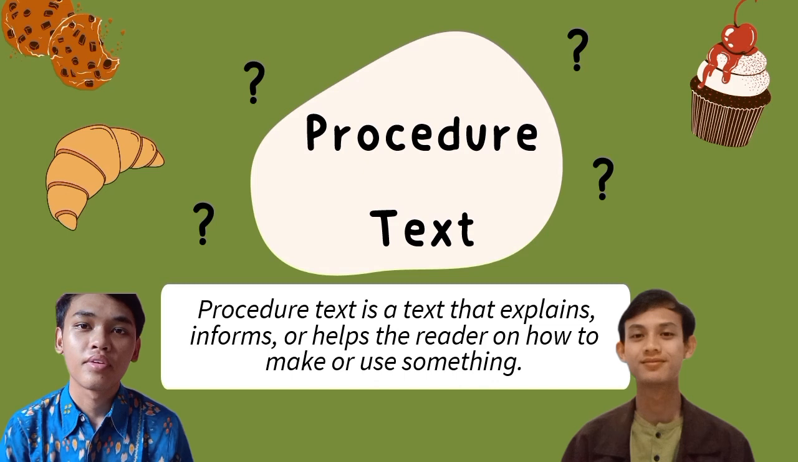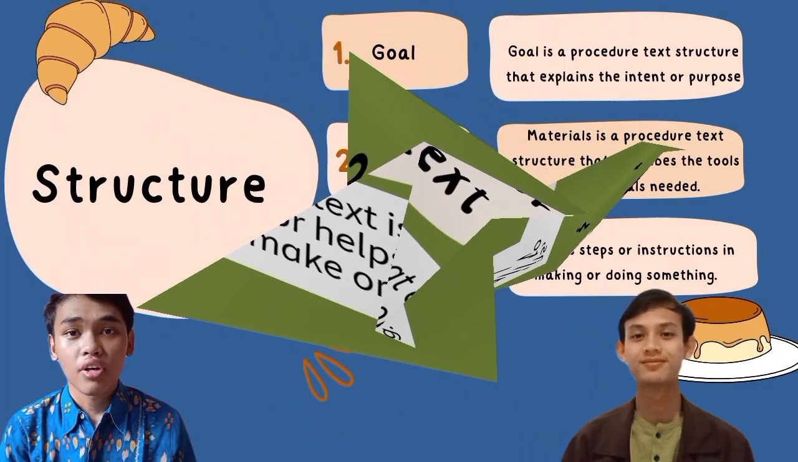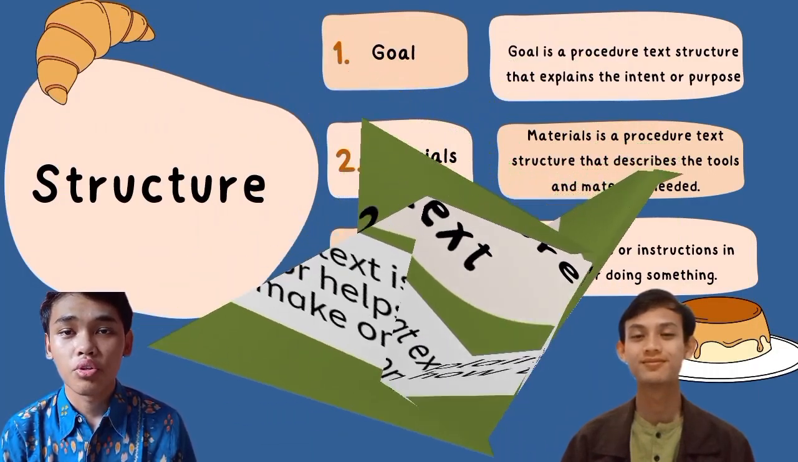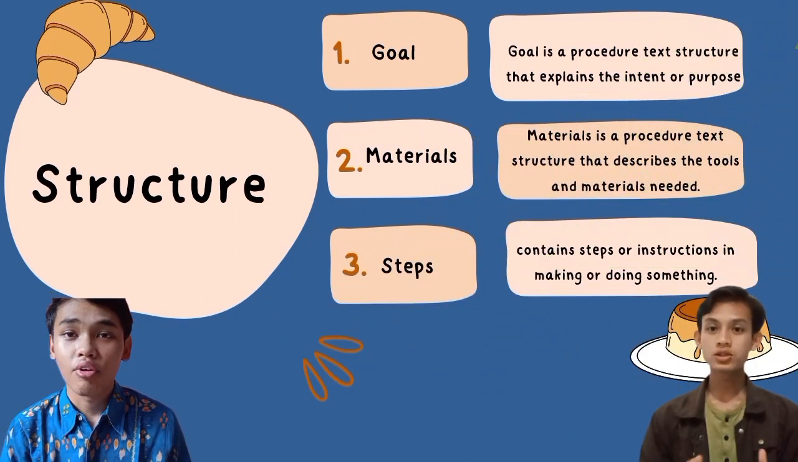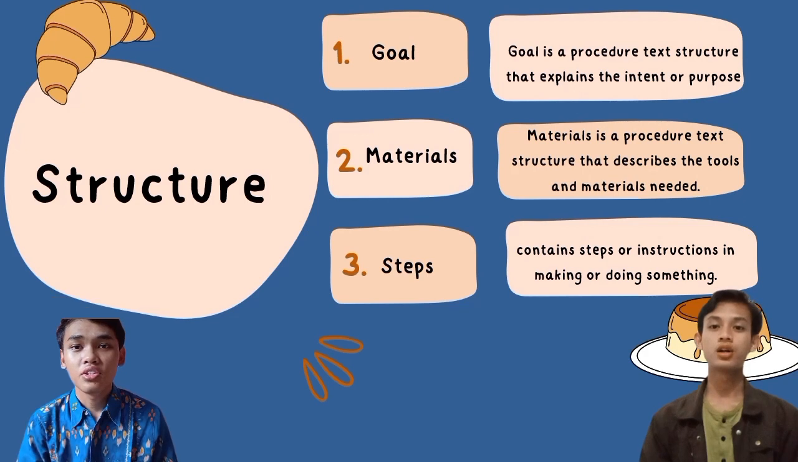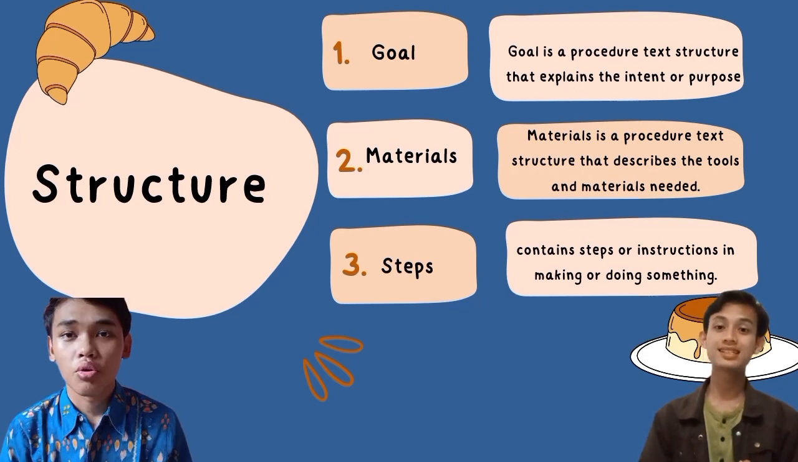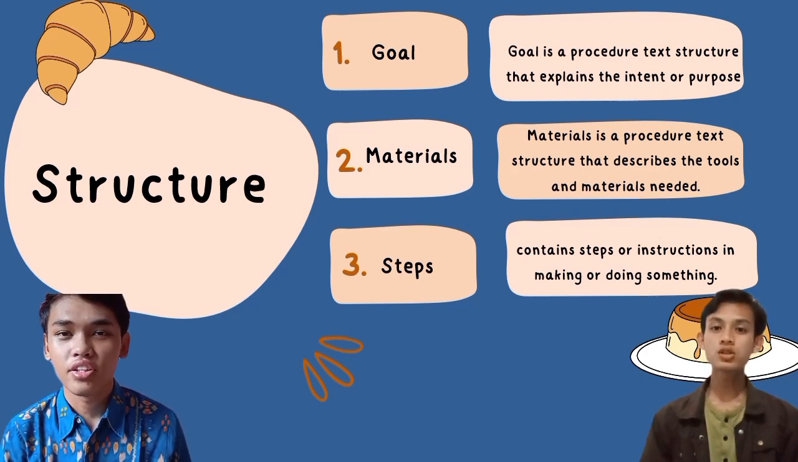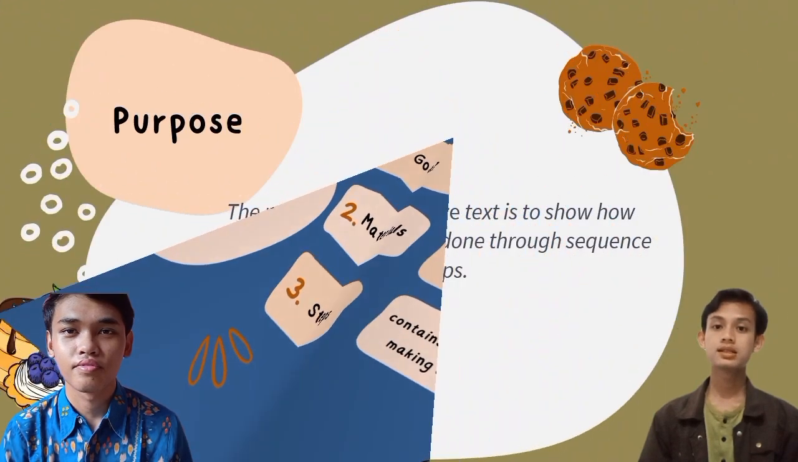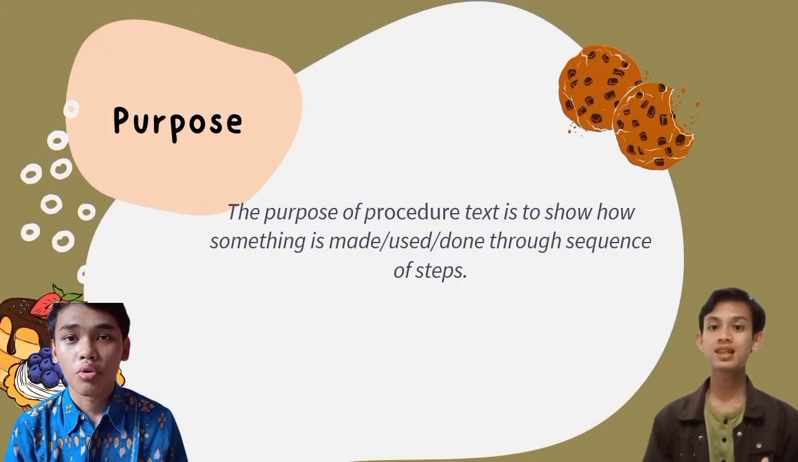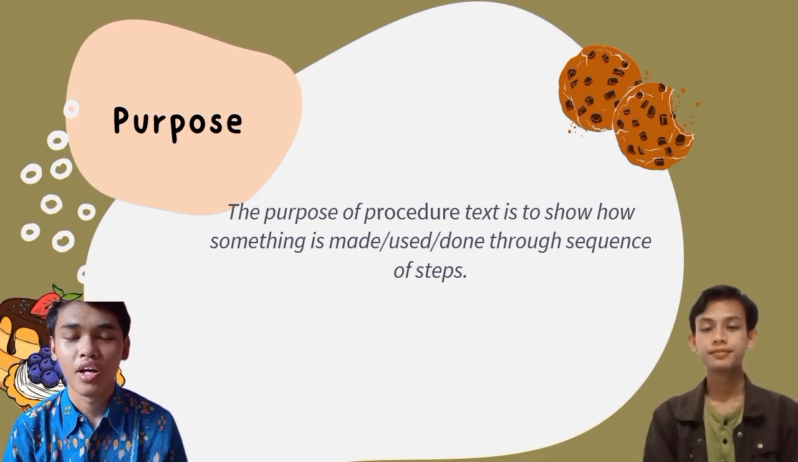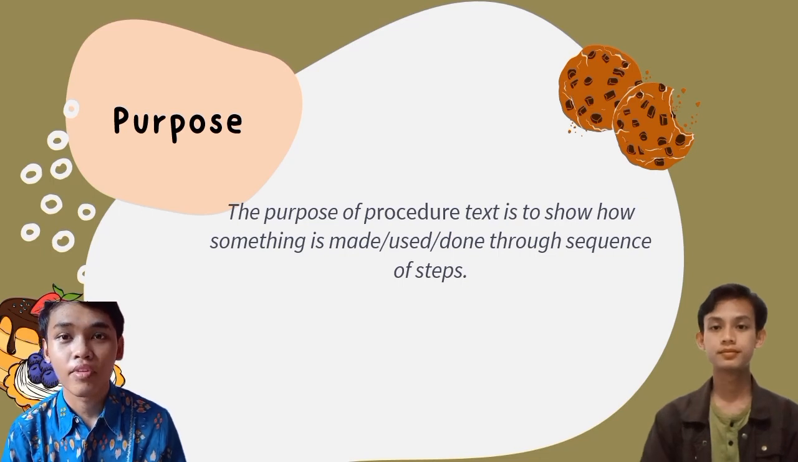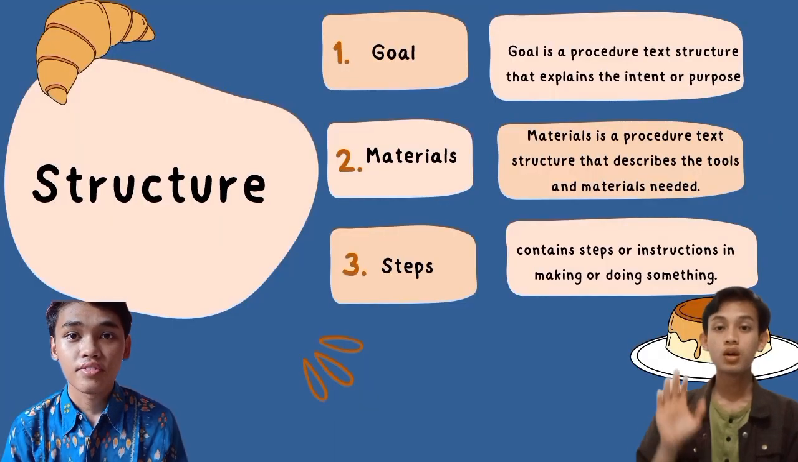Now, Farhan, please read the structure and purpose loudly so your friends can hear you. Yes, sir. The structure of procedure text are goals, materials, and steps. The purpose of procedure text is to show how something is made, used, or done through a sequence of steps. Okay, thank you, Farhan. Any questions so far, class?